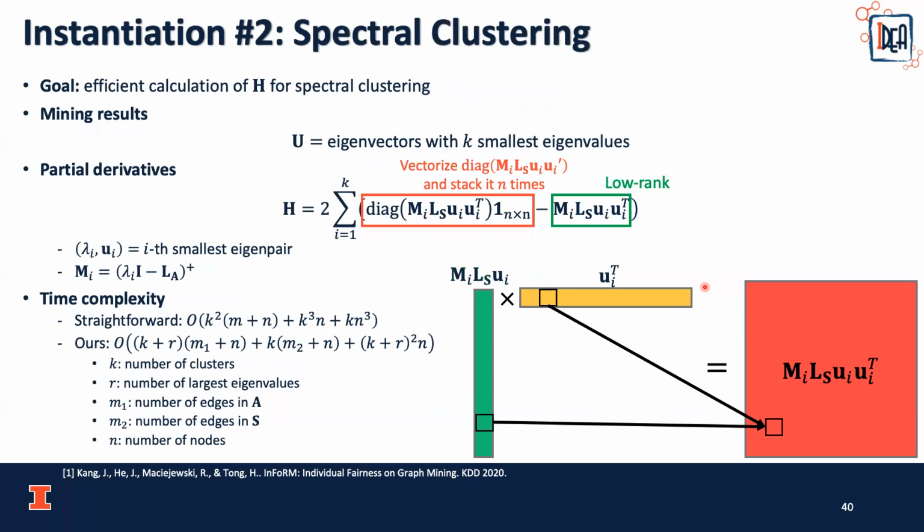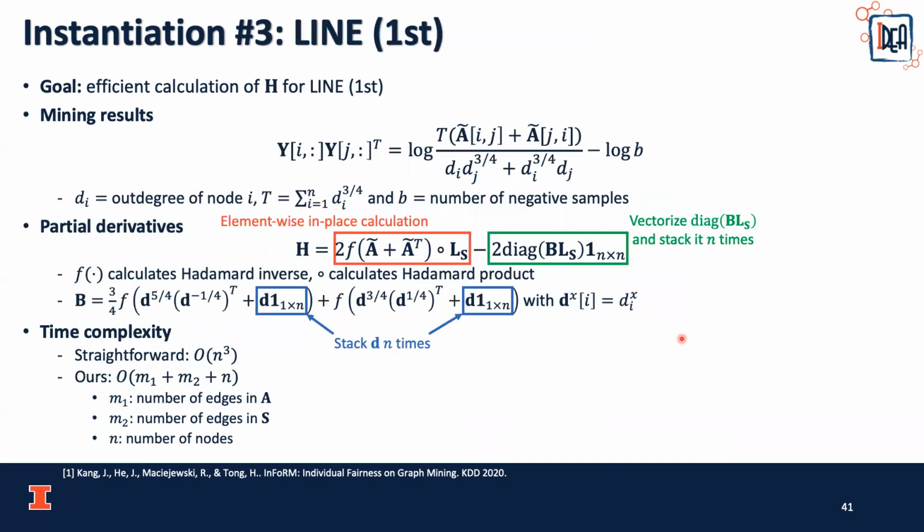And similarly, for the spectral clustering, the H matrix has a low rank structure as well. And for each vector here, we can efficiently calculate it with a low rank eigen decomposition in linear time and linear space. And again, for the first order line, although the math here looks a little bit complicated, we don't need to worry about it. Basically, with some vector and matrix operations, we can still calculate the H matrix with linear time and linear space.